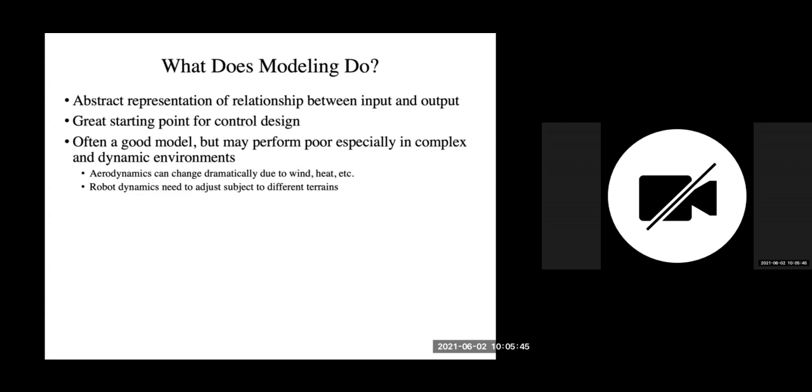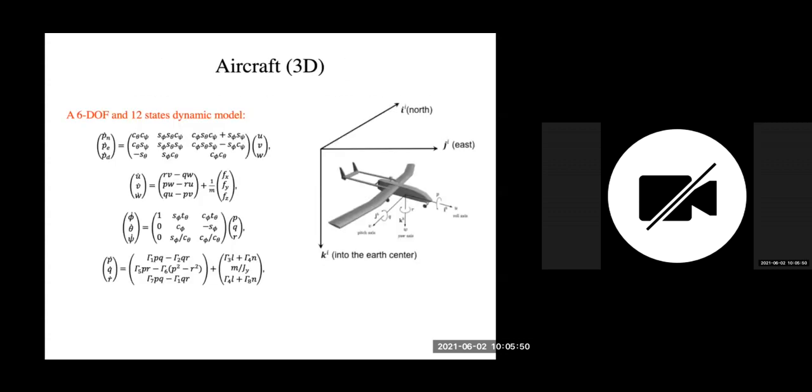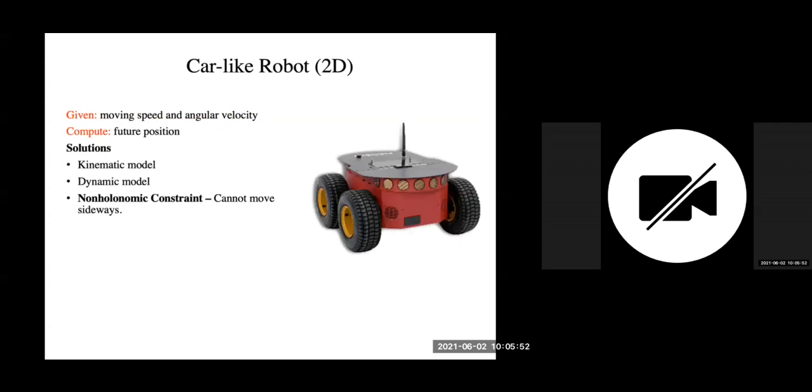So robot dynamics need to adjust subject to different terrains. Even for the ground robot, we haven't taken a model for that, but for different terrains, the behavior or the model may be a little bit different.